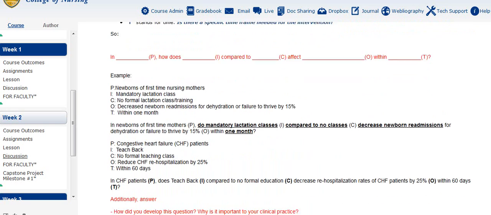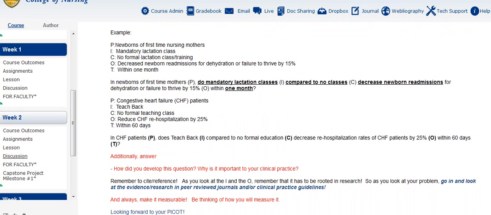Now just remember, as you choose the problem, it needs to be nursing based, not medicine, and it needs to be based on actual data, a real problem based on data, because you're going to need to measure an improvement or a reduction in that data in your outcome.